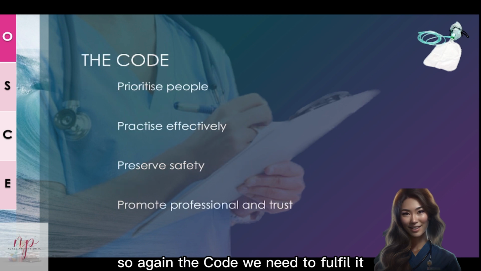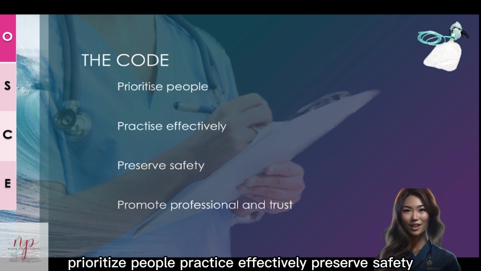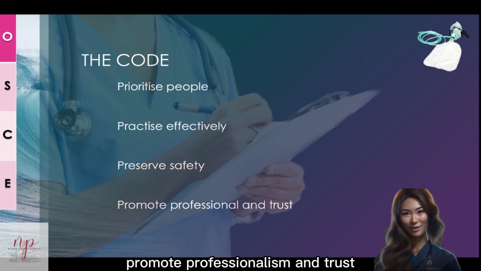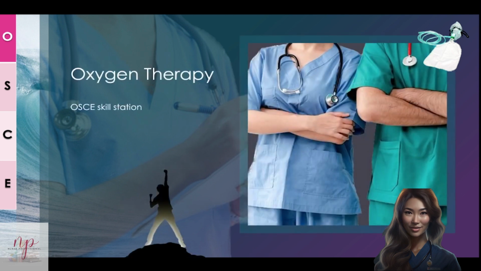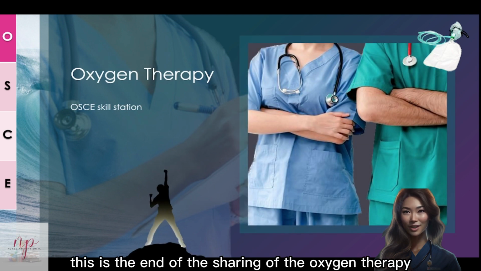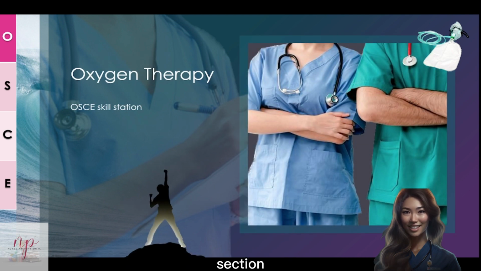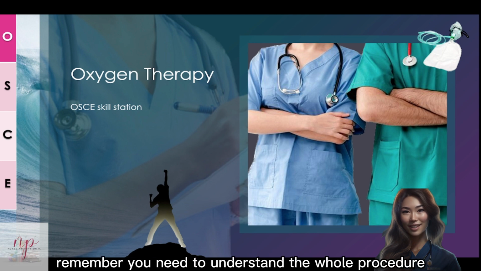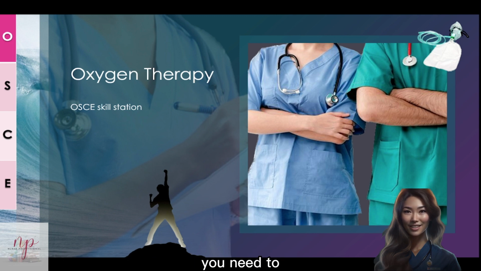So again, to cope, we need to fulfil it: prioritise people, practise effectively, preserve safety, promote professionalism and trust. So this is the end of the sharing of the oxygen therapy section. Remember, you need to understand the whole procedure. You need to remember that your patient is having severe shortness of breath. So the patient requires high flow oxygen.